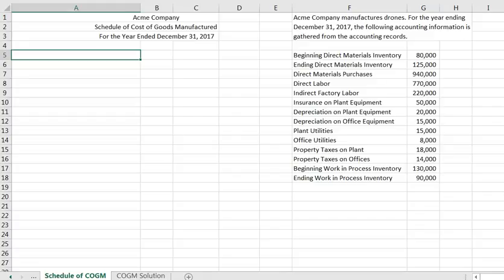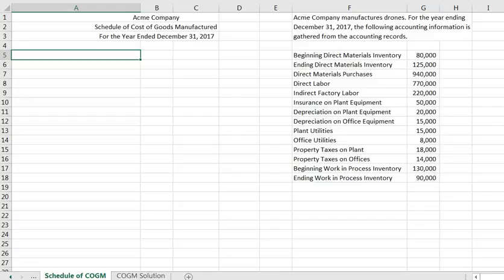I'll start with the report title information, which is the company name, Acme Company, on the first row, the report name, Schedule of Cost of Goods Manufactured on the second row, and the time period covered by the report, for the year ended December 31st, 2017, on the third row.